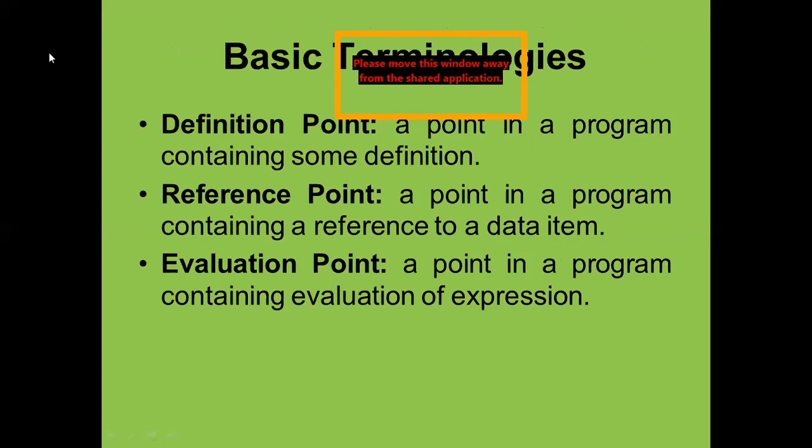Now, what is the basic terminology related to the data flow analysis? There are 3 points. The first point is called the definition point, another is called the reference point, and the third one is called the evaluation point. So we involve 3 points.